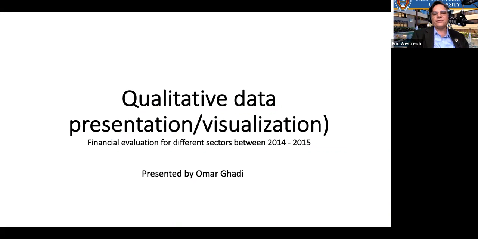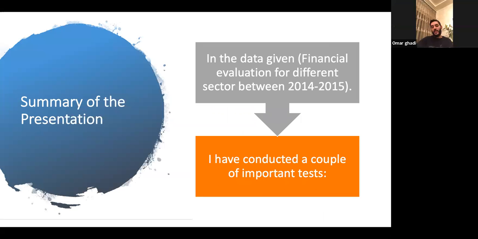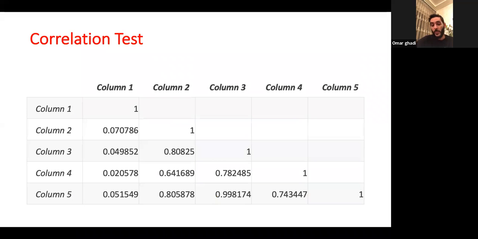So now we look at financial data between 2014 and 2015 with Omar. Yeah, thanks, Professor. Thanks, Kimi. So I'm going to talk about the summary of the presentation on the data giving the financial evaluation for different sectors between 2014 and 2015. In the correlation test here, we have 5 columns in the data. I have conducted a couple of important tests.